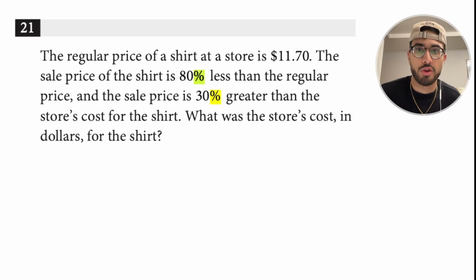So let's read it. The regular price of a shirt at a store is $11.70. The sales price of a shirt is 80% less than the regular price, and the sales price is 30% greater than the store's cost.